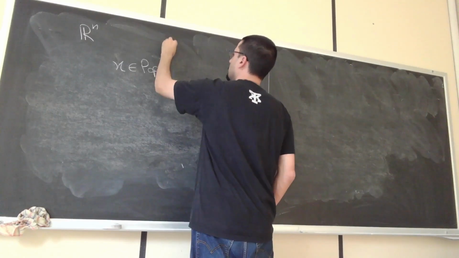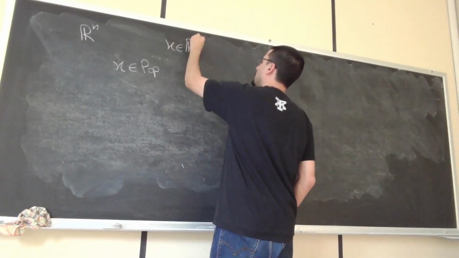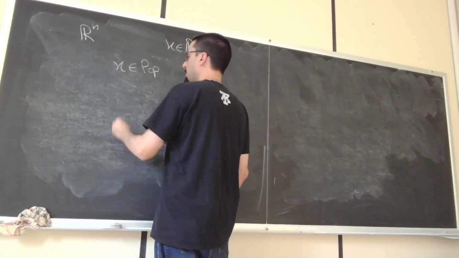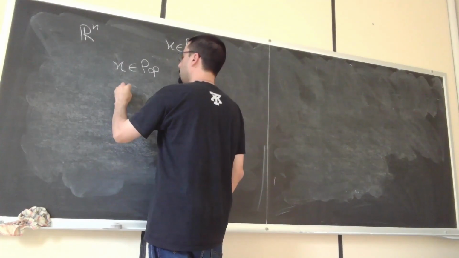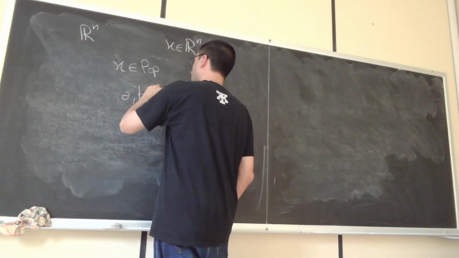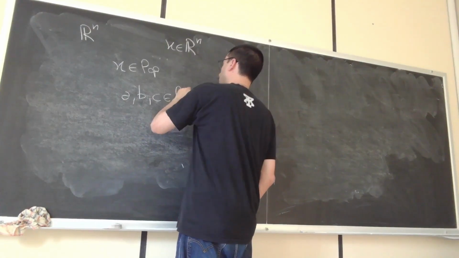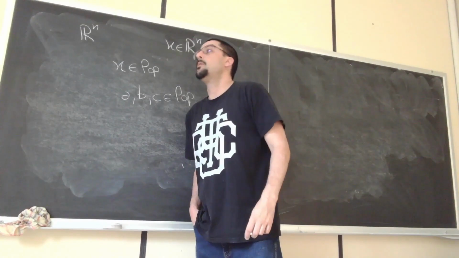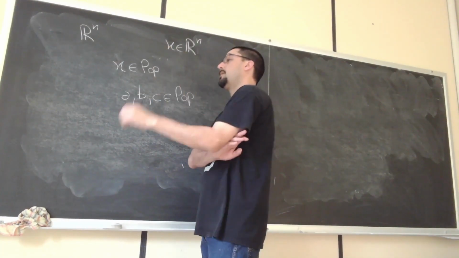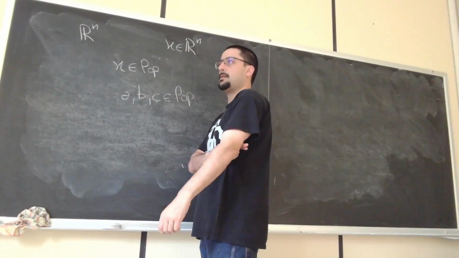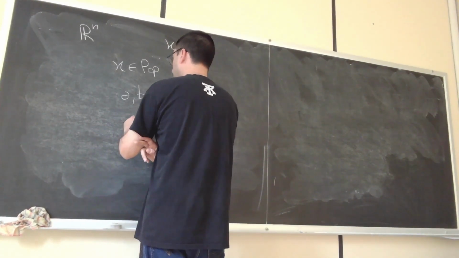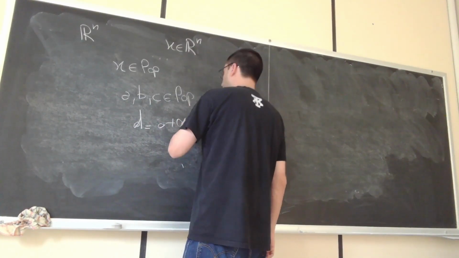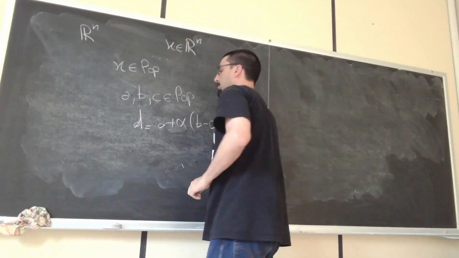That will be a member of R to the n. And then for each of them, we take 3 other individuals in the population, so A, B, and C inside pop. And then we create what? We create this new child, let's say, using the following formula. So it's D equal to A plus alpha times the difference of B minus C.